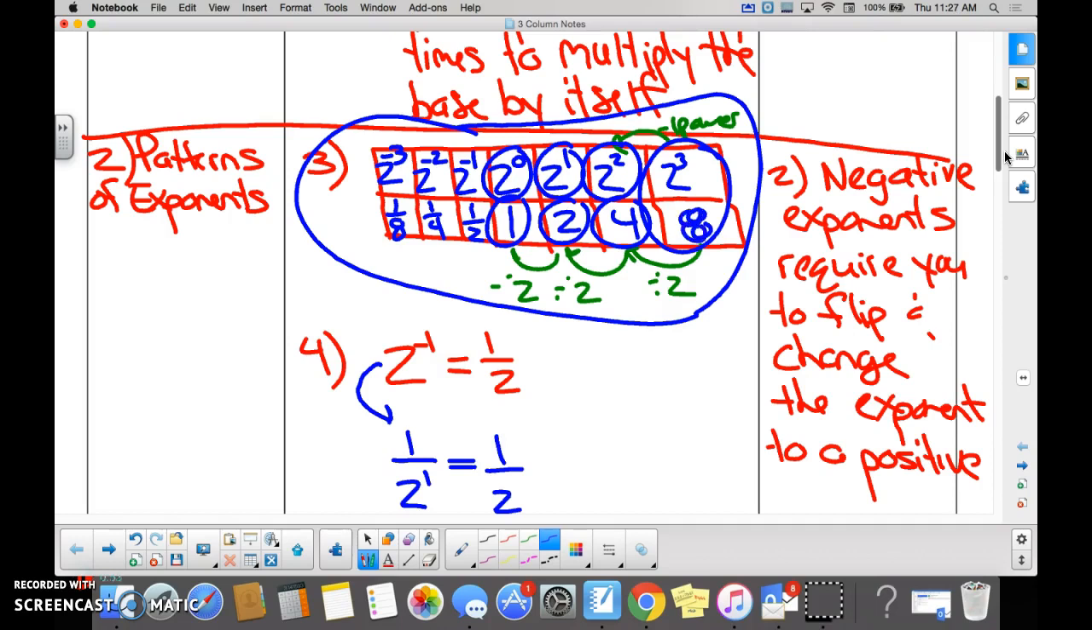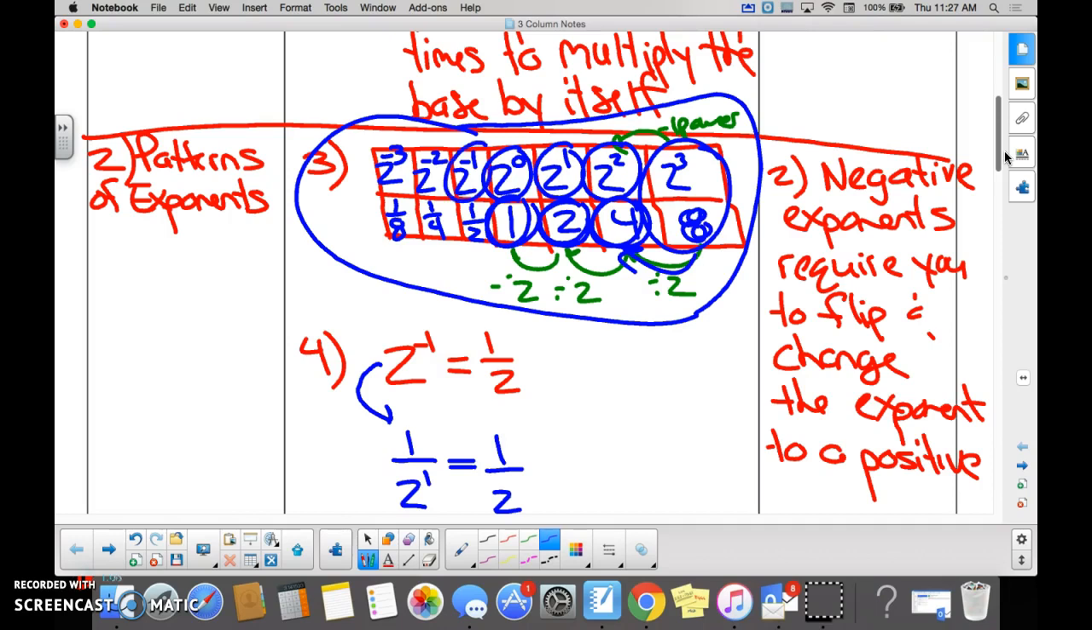And the reason we were able to come up with 1 is because you realized that all of our evaluations here, we were dividing by our base. And our base is what? 2. So what's 8 divided by 2? Everybody. 4. What's 4 divided by 2? 2. What's 2 divided by 2? 1. And then we started dealing with negative exponents.